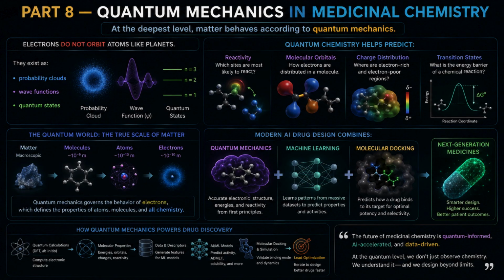At the deepest level, matter follows the laws of quantum mechanics. Electrons do not orbit atoms like planets. They exist as probability clouds, wave functions, and quantum states. Quantum chemistry allows scientists to predict reactivity, molecular orbitals, charge distribution, and transition states inside drug molecules.